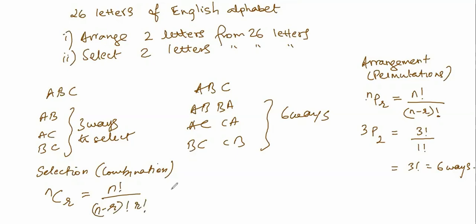So again, let's take the example of 3 letters given to you, and you're selecting 2 out of them. So that'll be 3 factorial over (3 minus 2), 1 factorial, and then r factorial. So that is 2 factorial. So that will give you 3 into 2 factorial upon 2 factorial, which is 3 ways.